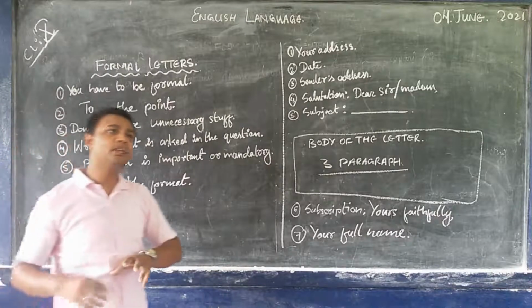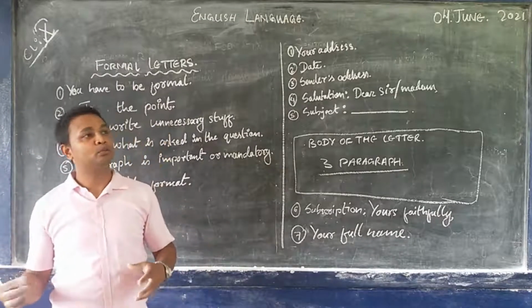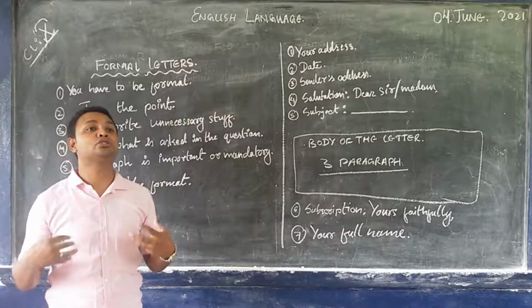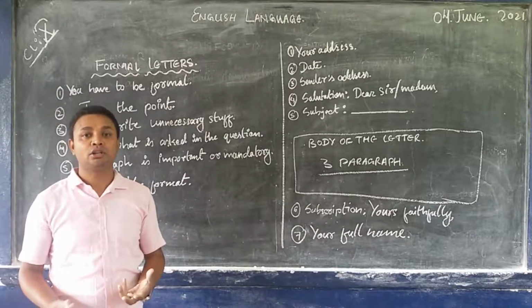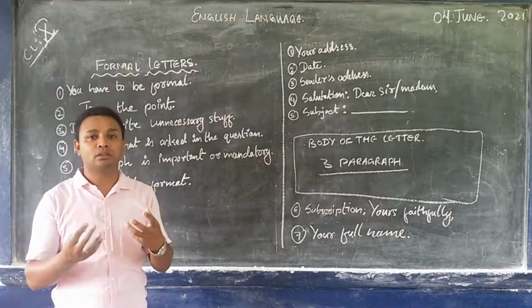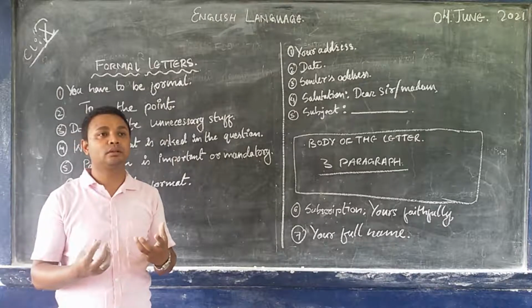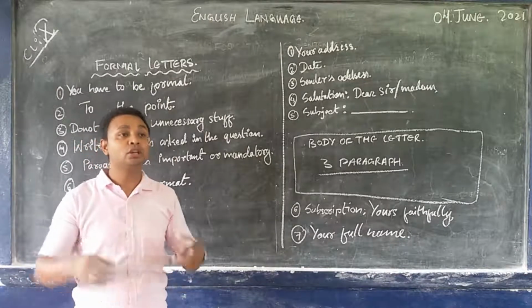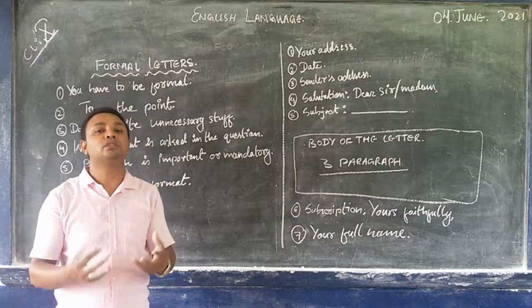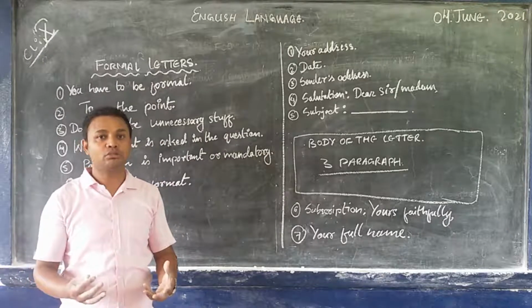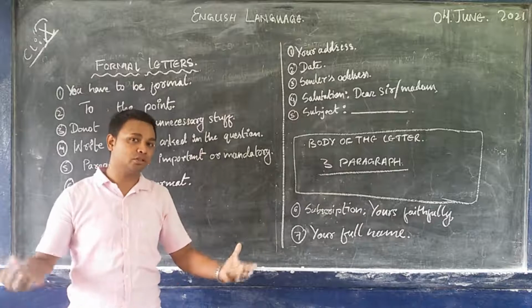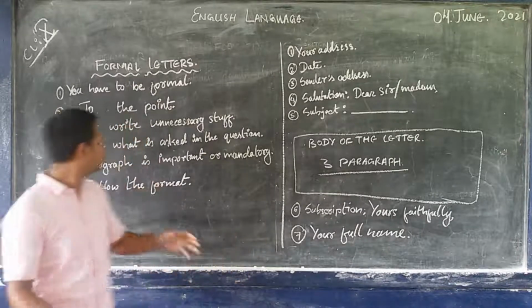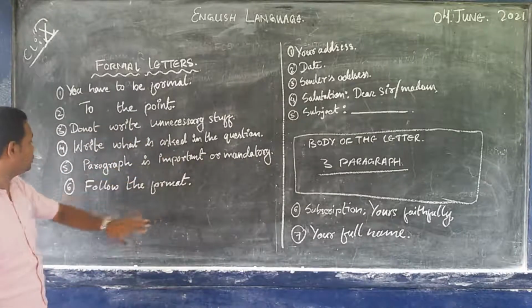Some of you simply exaggerate things and put in some suggestion which is not achievable at all. You need to be very reasonable. Even if you are asked in the question to give some suggestions, your suggestion should be reasonable and achievable. So do not write a kind of futuristic suggestion which is not achievable at all. Write what is asked in the question.